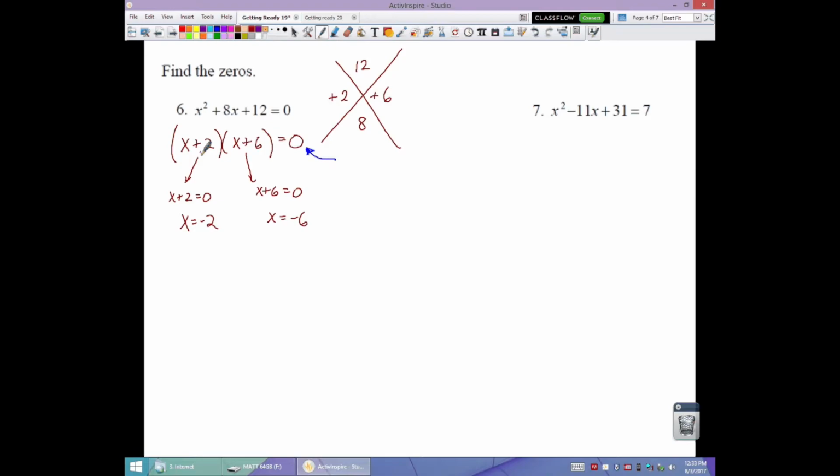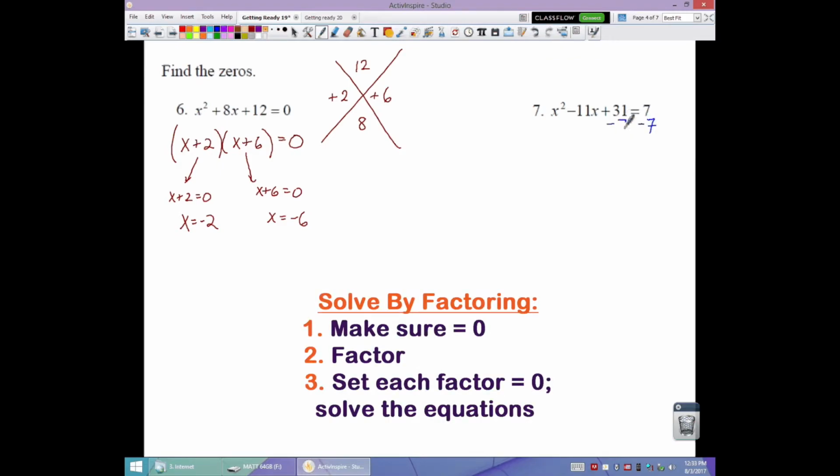Well, there is nothing that says if I were to factor this left-hand side and have two binomials multiplied equaling 7, there's nothing that says if two things are multiplied to equal 7, well, I can't even finish that sentence because it would sound so dumb. I have to have it equal to 0. So subtract 7 on both sides. X squared minus 11x plus 31 minus 7 is 24 equals 0.